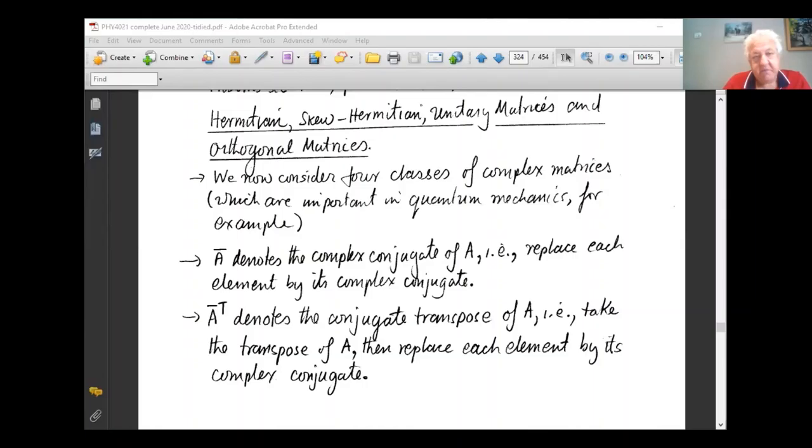Hello. Today's lecture is on Mathematical Methods for Physics, Linear Algebra, Lecture 7, Types of Matrices. Okay, and let's go to my notes. Today we're going to consider Hermitian.